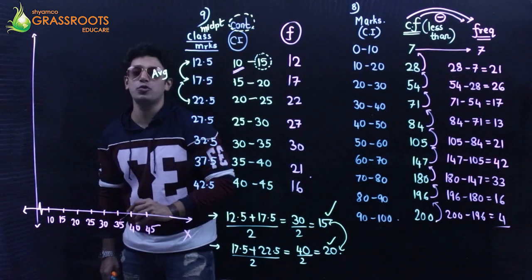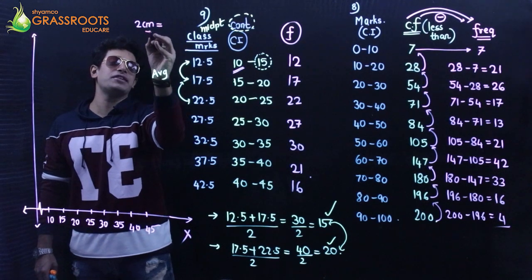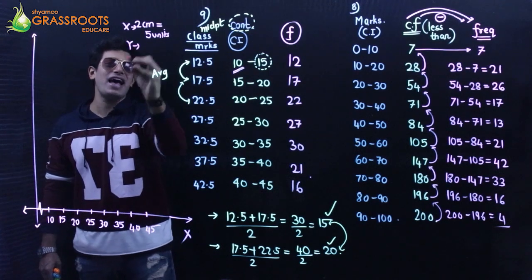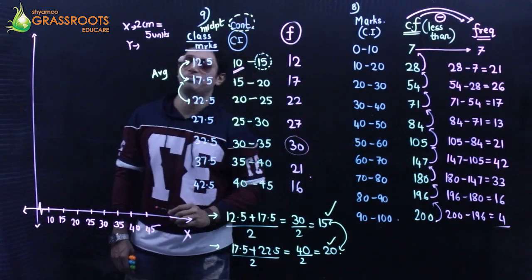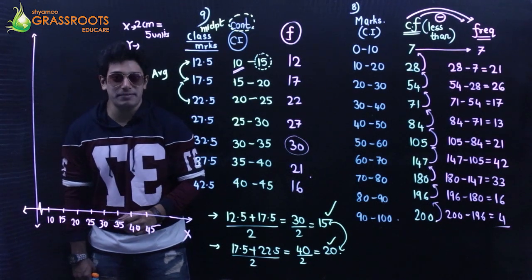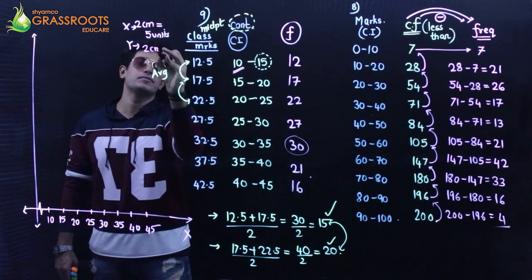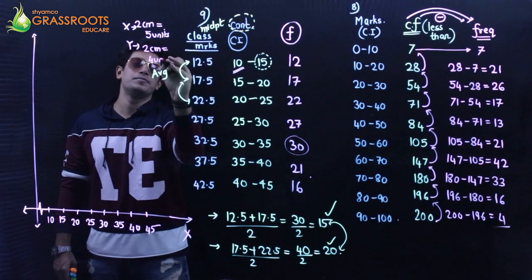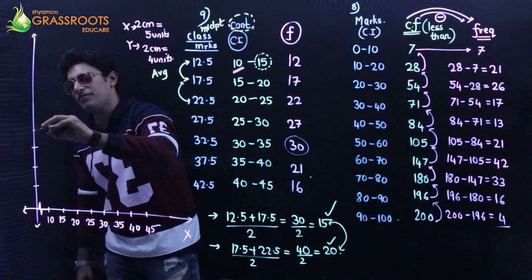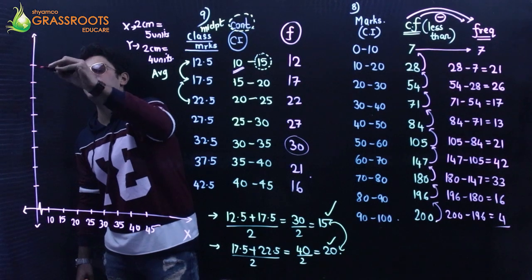You can take 2 centimeter as 5 units. So 2 centimeter is equal to 5 units. This is going to be on the x-axis. On the y-axis, the maximum is going up till 30. So again, you can take 2 centimeter as 4 units. So it's going to be 4, 8, 12, 16, 20, 24, 28, 32.